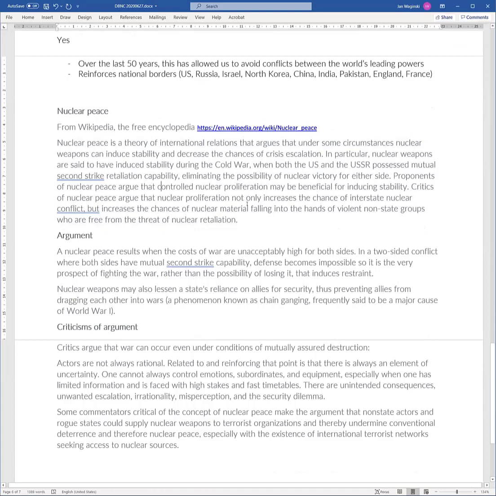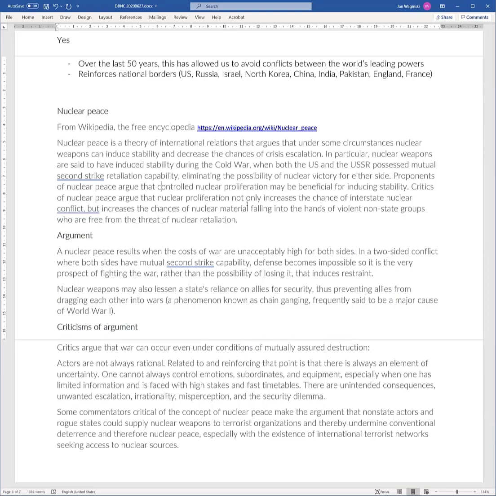Nuclear peace is a theory of international relations that argues that under some circumstances, nuclear weapons can induce stability and decrease the chances of crisis escalation. In particular, nuclear weapons are said to have induced stability during the Cold War, when both the US and the USSR possessed mutual second strike retaliation capability, eliminating the possibility of nuclear victory for either side.